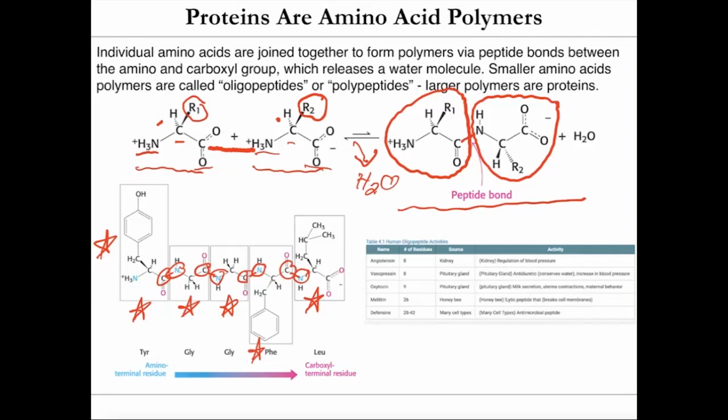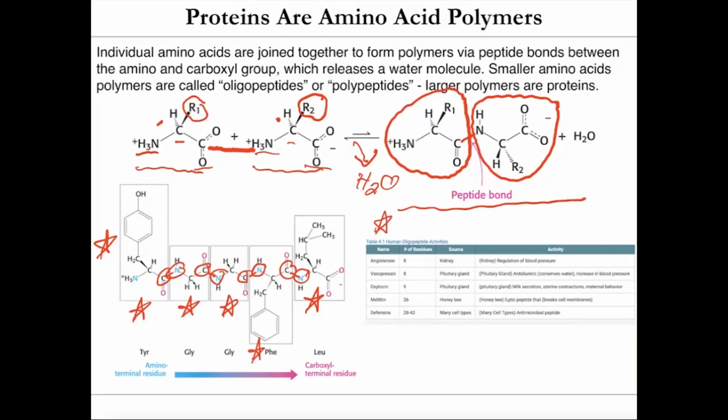So the largest protein known is titin, which is tens of thousands of amino acids in a chain. But that's a very unique protein. Most proteins are about 400 amino acids long, some a bit larger, some a bit smaller, some way larger, and then some way smaller. So there are a group of things called oligopeptides, or just peptides.